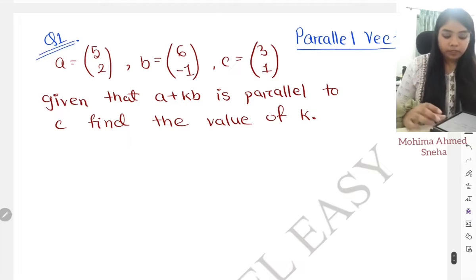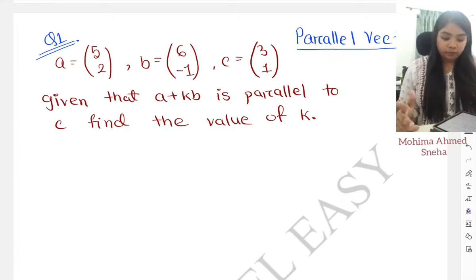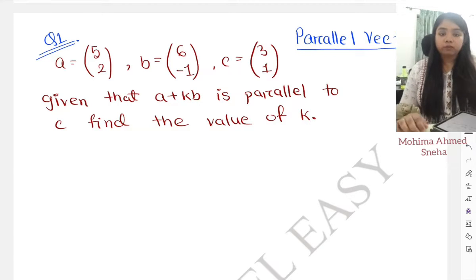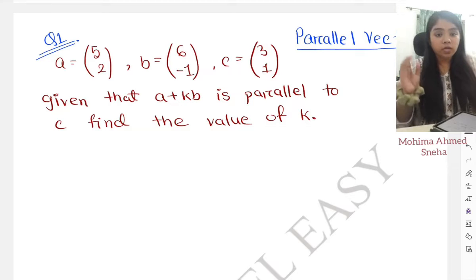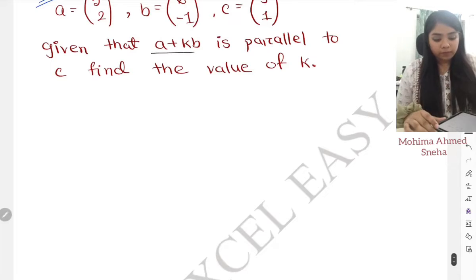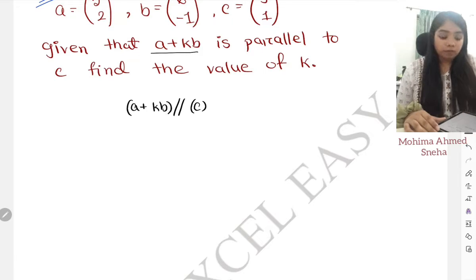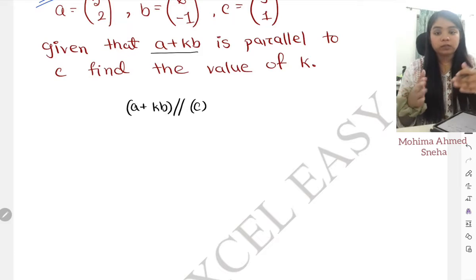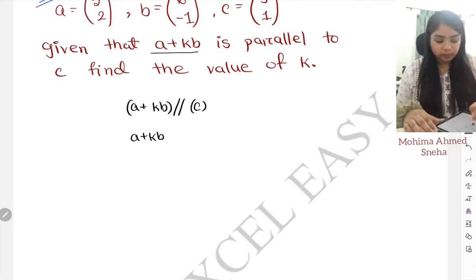Okay, now in parallel vector, they have stated that A, B and C, given that A plus KB is parallel to C, and find the value of K. Always remember that whenever you have two vectors parallel to each other, you cannot just write it like this, that you have this one statement, A plus KB parallel to C, right? That's what it indicates, A plus KB parallel to C. Problem is you cannot just input this into an equation and write equals to in between that. Like A plus KB equals to C.